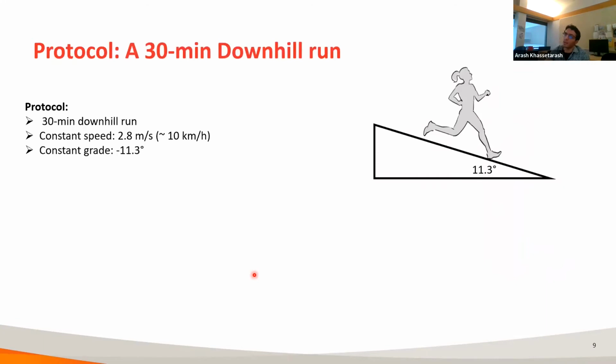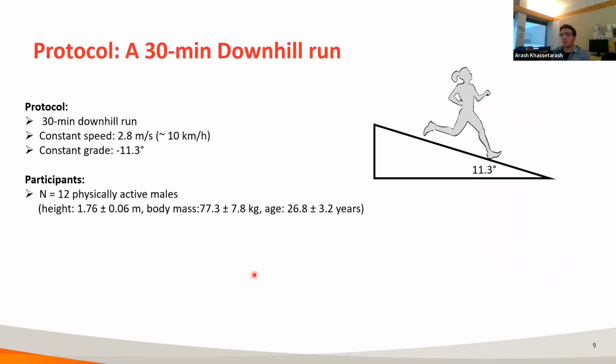To test our hypothesis, we recruited 12 physically active males, and they performed a 30-minute downhill running bout on an instrumented treadmill at a constant speed of 2.8 meters per second and a constant grade of negative 11.3 degrees. For reference, this grade would be like running down 29th Street on Hospital Hill, or a bit less steep than Nose Hill Park.